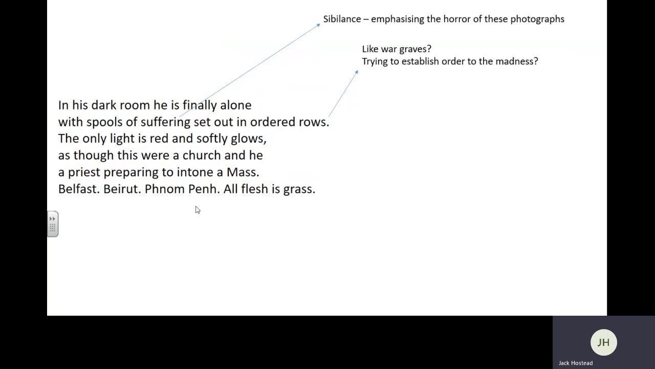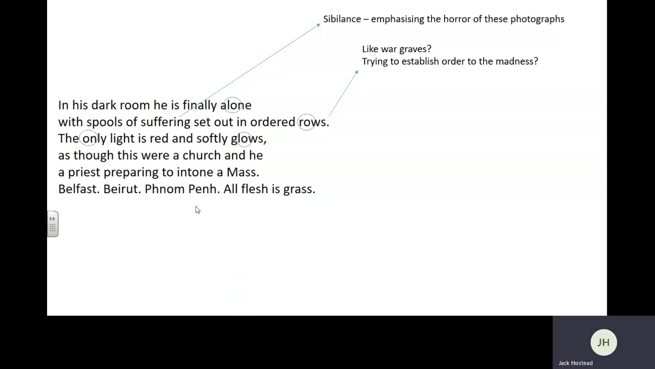Now, where once we had these awful battlefields with all this death and madness and things like that, they're now set out in these ordered rows. So is that being reflected in the photos, being set out in ordered rows, maybe trying to establish some order to this chaos that the war photographer has seen?